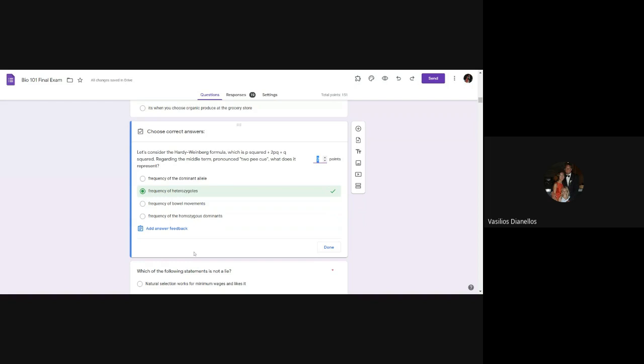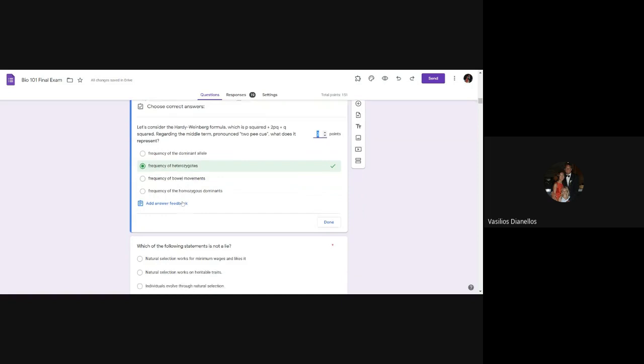If you guessed frequency of heterozygotes, that was correct. If you guessed frequency of homozygous dominance, you at least got partial credit because you were on the right track. At least it was a genotype. And if you chose frequency of dominant allele, or God forbid, you chose frequency of bowel movements, then you just got zero credit.